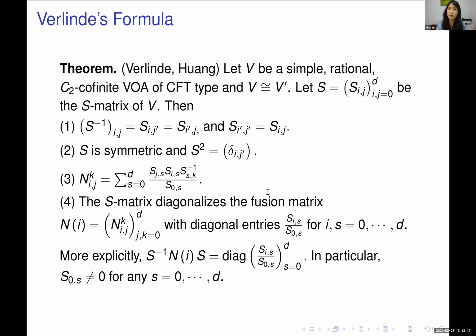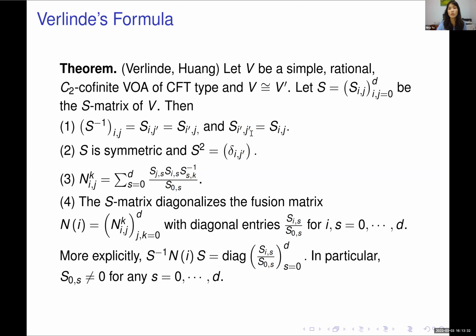Now here is the famous Verlinde formula. It tells you that the S matrix diagonalizes the fusion matrix. We still assume that V satisfies all the nice properties, and S is the S matrix. In particular, we are going to use the first and the third properties here. The first one tells you the relation of the inverse matrix with the S matrix. Here, the inverse matrix's ij entry is given by this one. Here, j prime means the contragredient module of the module Mj.